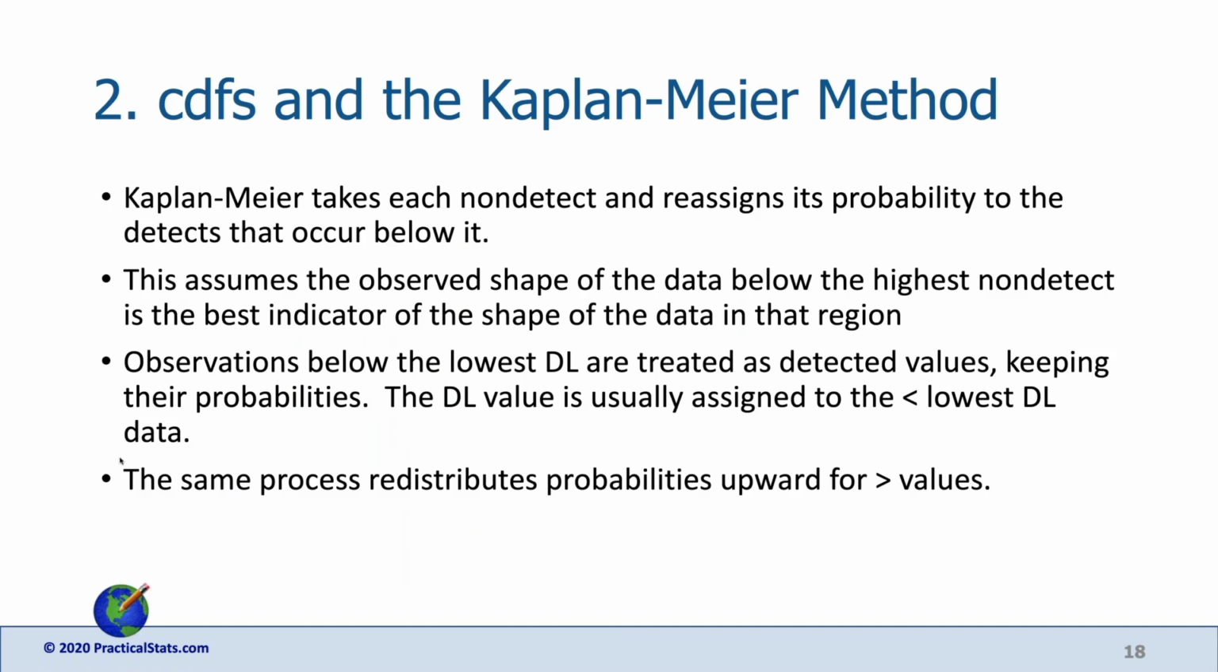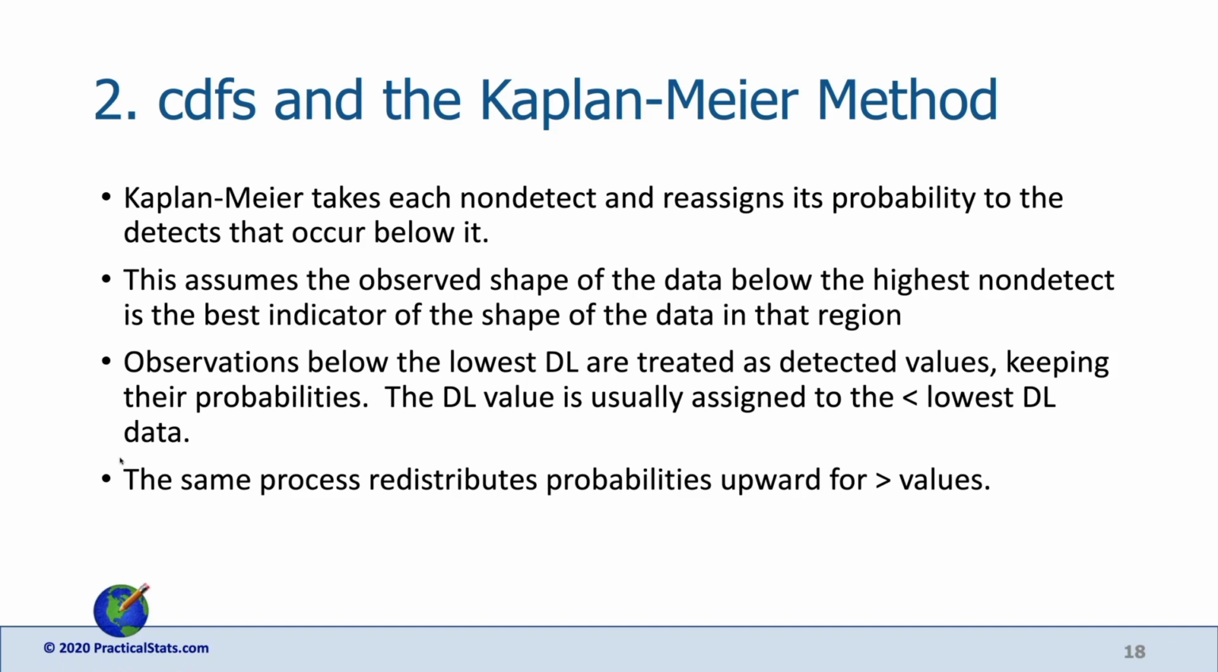So what Kaplan-Meier does is reassign the probabilities when you have non-detects. There's no probability assigned to a non-detect because you don't have a value for it. A less than 5 is not 5. So it takes the probability, that 1 over 10 in the previous slide, and pushes it down to the other data that are below it.